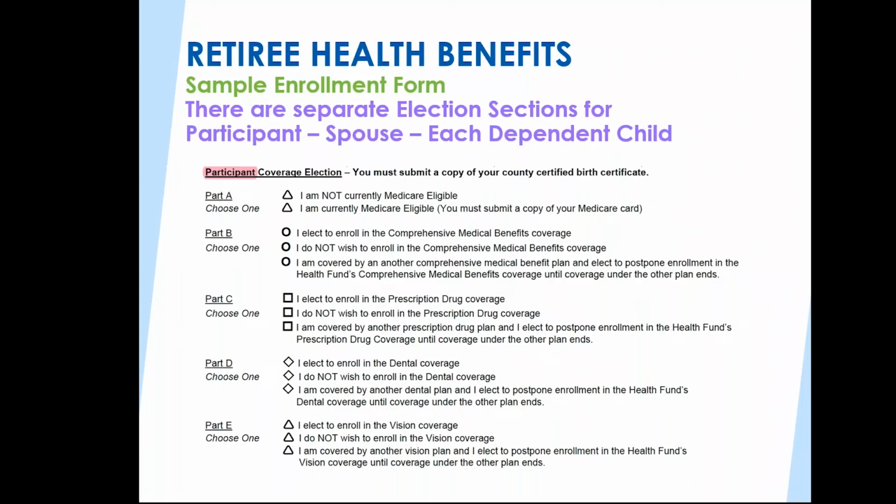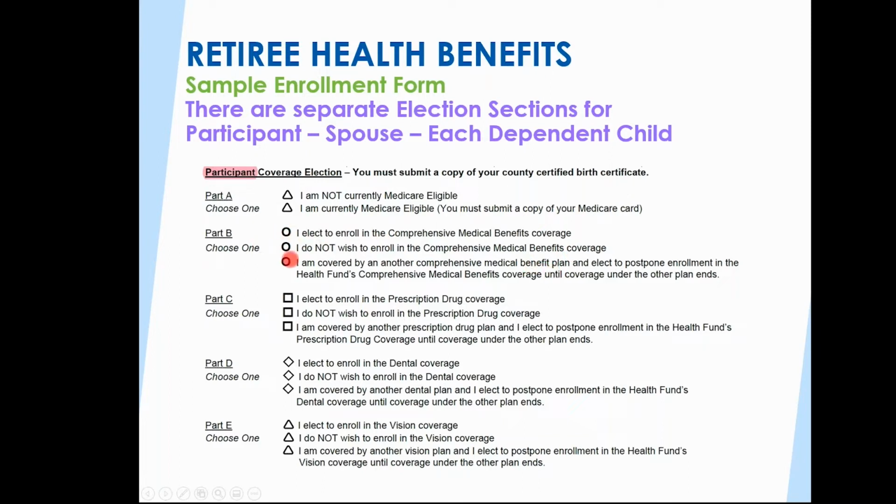Out of the handout packet for the health benefits, there are sample enrollment forms on pages H7 through H12. And this is what an enrollment form, or part of an enrollment form, looks like. I bring this out here as an example so that it's easy for you to see that the Blue Cross Blue Shield, here are the circles, this comprehensive medical benefits, that's Blue Cross Blue Shield.